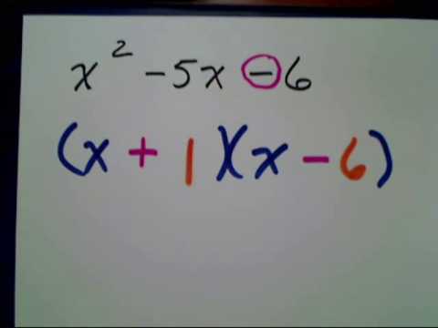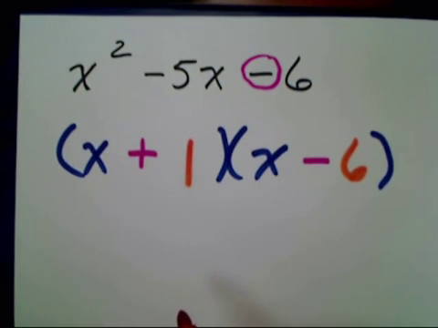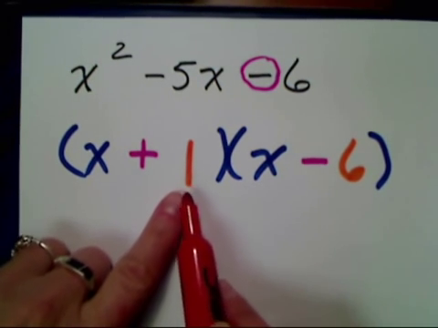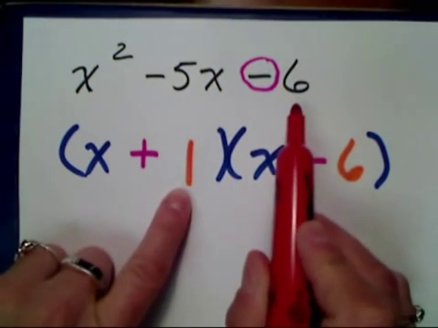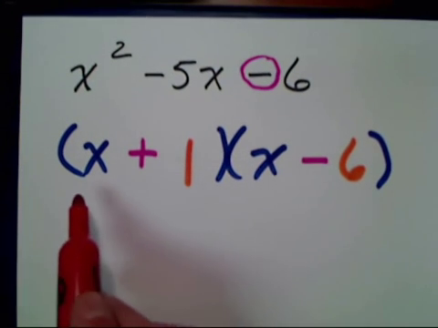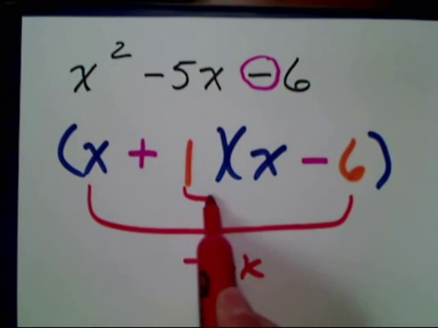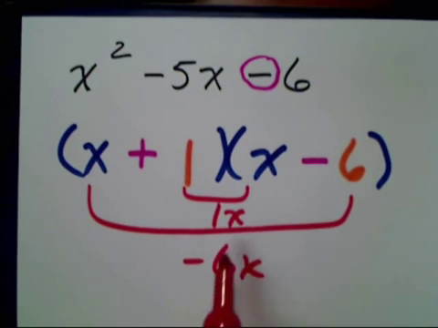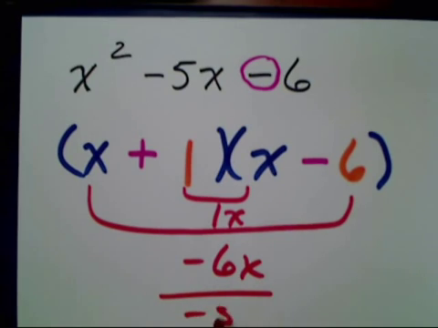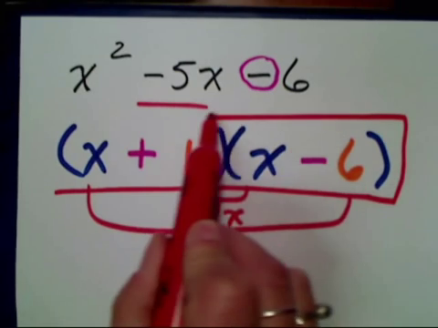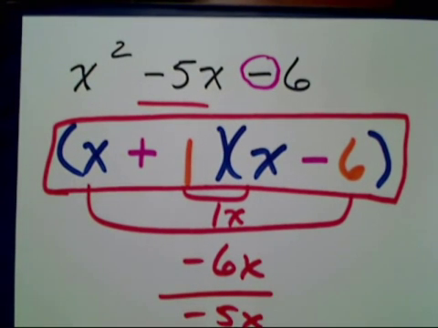And as always, I'm going to FOIL to check to make sure that I got it right. I don't have to check the entire FOIL method. Once again, I chose x times x to get me x squared. I chose a positive 1 times a negative 6 to give me a negative 6. I just need to check my outsides and my insides. 1 minus 6 is negative 5x. That's what I have here, so it checks.